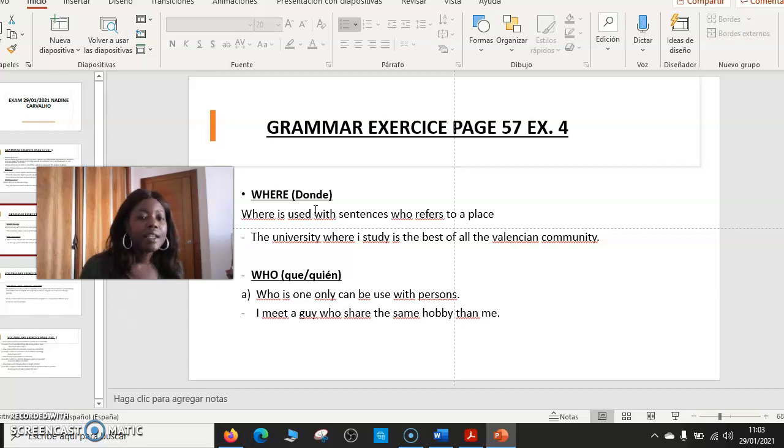And to finish with the exercise, because I am taking the example of the exercise I had to do this morning. Okay, so who, which means que or quien. Who can only be used with persons. Okay, for example, I met a guy who shares the same hobby as me. It's perfect. It's marvelous. So this is the exercise with the pronouns.